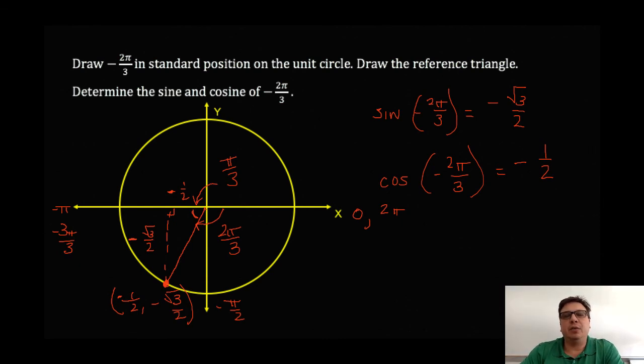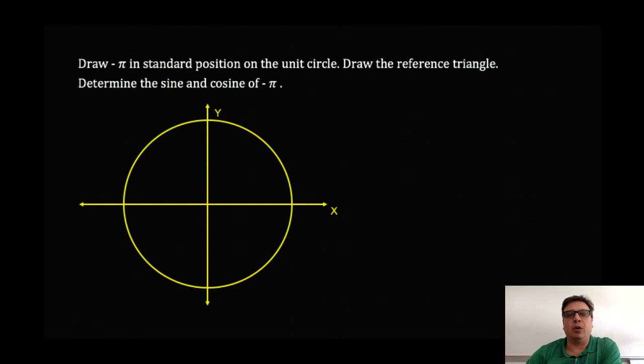All right, so now let's do another example. In this case, I'm being asked to draw all the way to negative pi. So like we just talked about, this is negative pi right here. And this point right here, now I can't draw a reference triangle. But I do know the point. The point is an x value of negative 1 and a y value of 0.